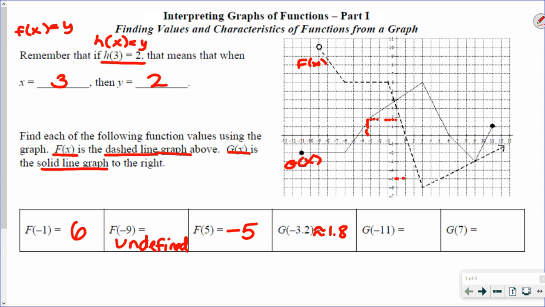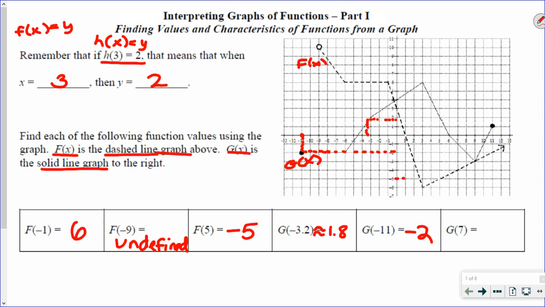Okay, and then g of -11. So here's -11 on the x-axis. I'm going to go down to the solid graph. And I do have a solid circle, okay? So this point is actually part of the function, so I can evaluate the function at -11. Just go over to your y-axis, and my y-coordinate is -2.